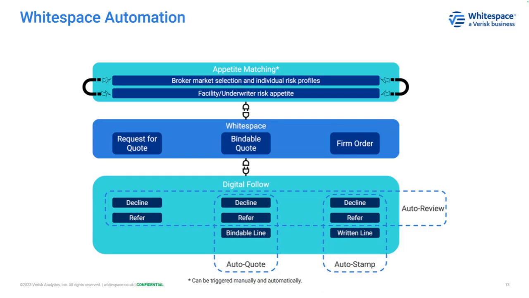And they are very similar. They're just at the same automation, but at different stages. So if a bindable quote is received, you could automate the recording of some quoted lines, bindable lines, or obviously the auto stamp. If you receive it at firm order stage, you can automatically write a line. And that's auto follow. So explicit rules, and you can interrogate who the leader is, information about the risk, et cetera.